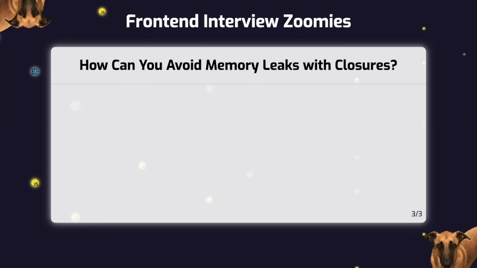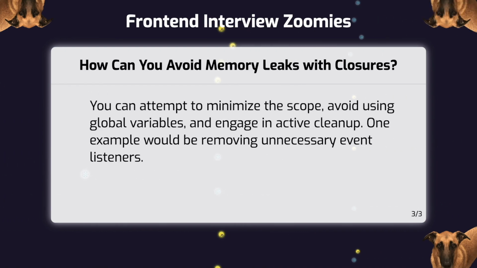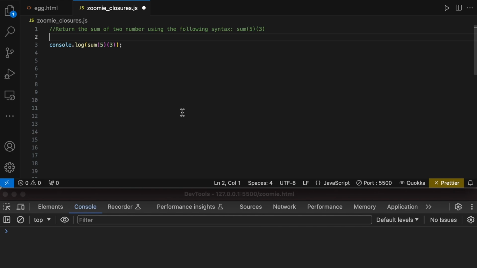Lastly, how can you avoid memory leaks with closures? You can attempt to minimize the scope, avoid using global variables, and engage in active cleanup such as removing unnecessary event listeners. All right, on to some coding questions.